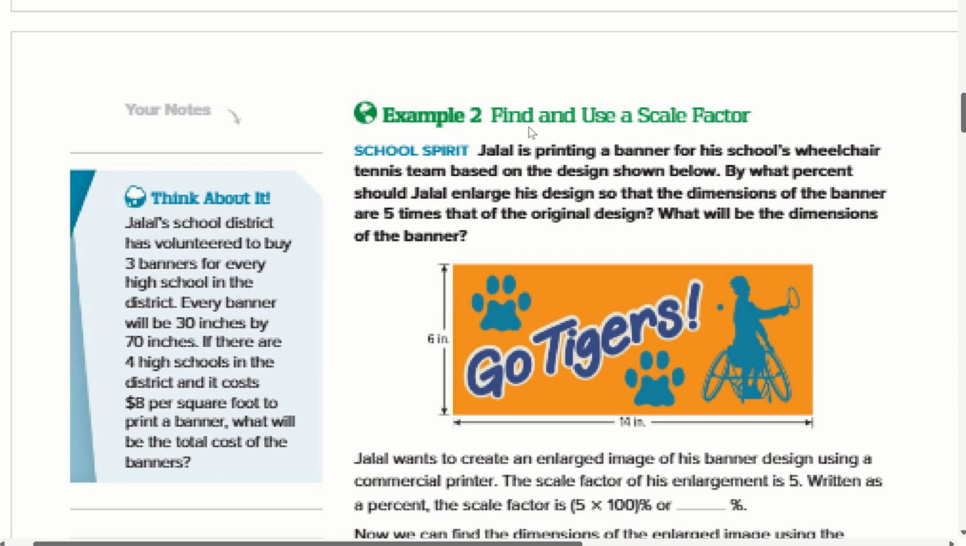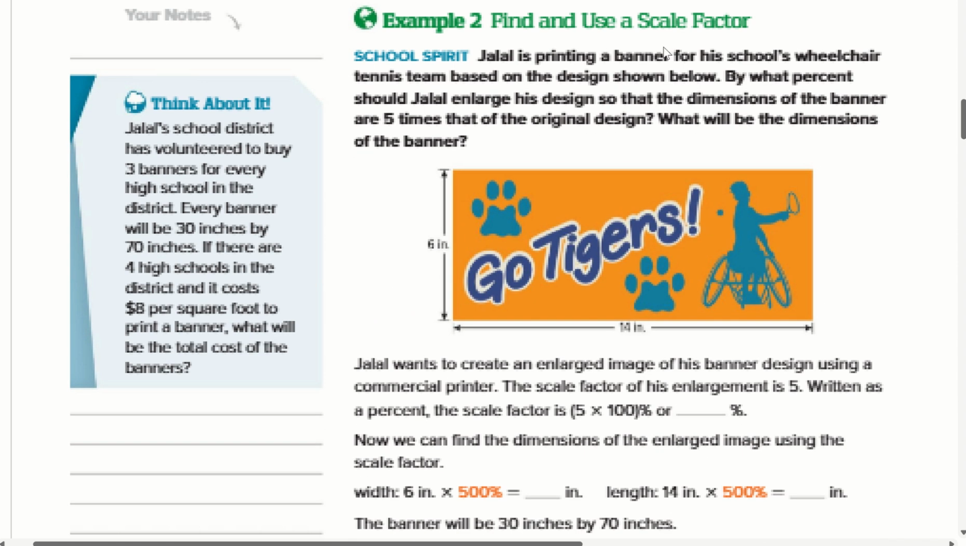So that's great. All right, example 2. Find and use a scale factor. So it says Jalal's printing a banner for his school's wheelchair tennis team based on the design shown below. By what percent should Jalal enhance his design?